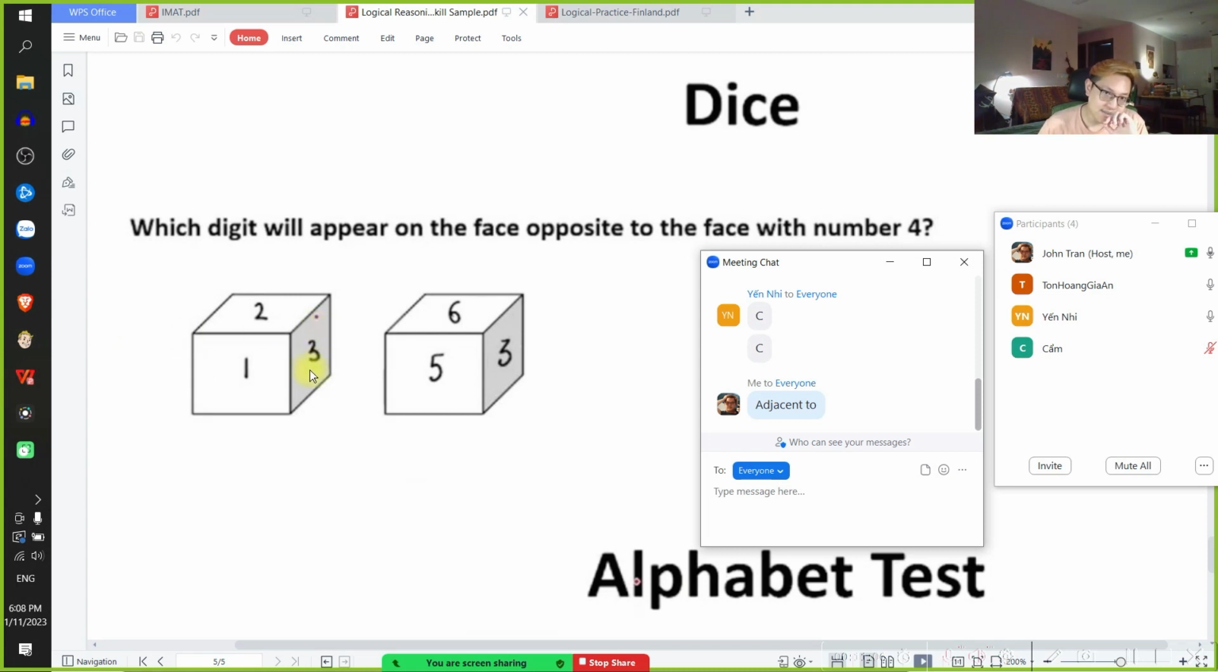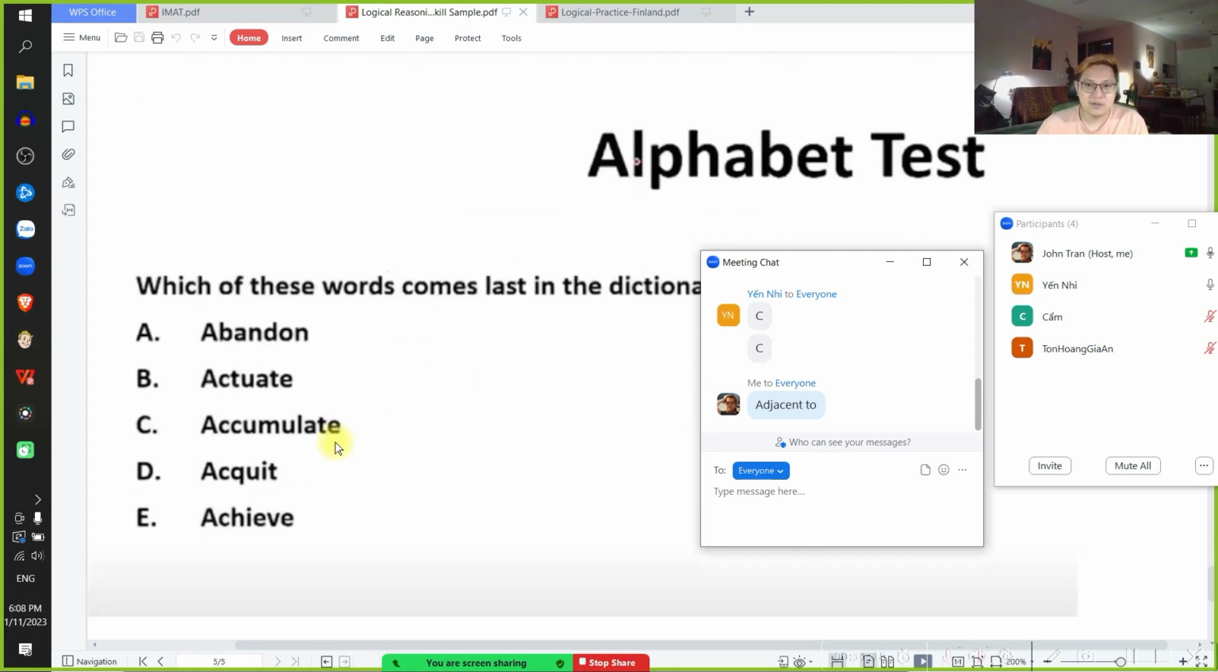So of course number 3 is the answer. That's the face opposite the face with number 4 is number 3. Đáp án đúng là số 3 nha mọi người. Okay. Let's go to alphabet test.